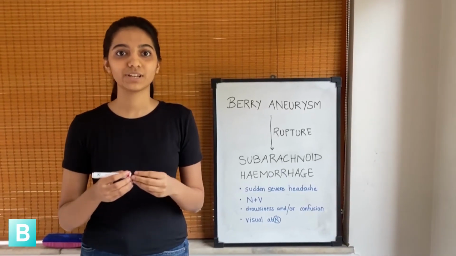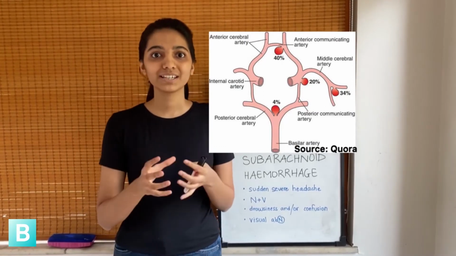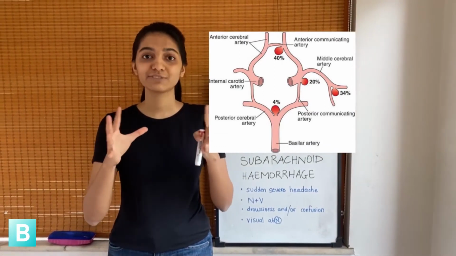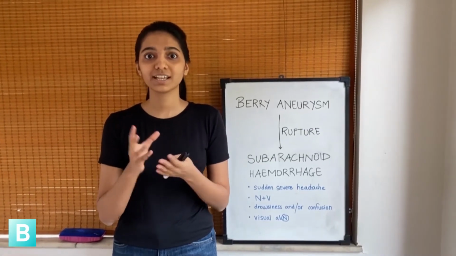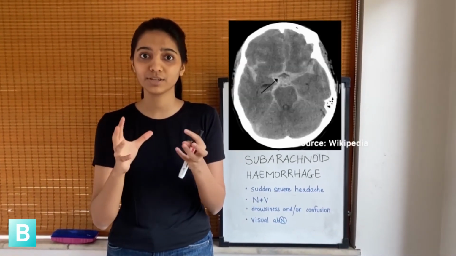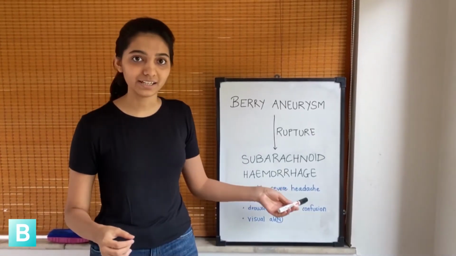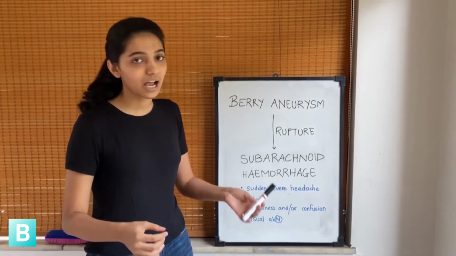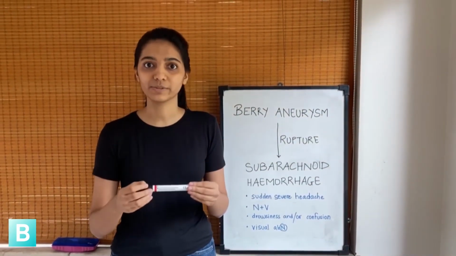Another point of clinical relevance is the berry aneurysm. Berry aneurysm is the weakening and dilatation in the arteries that form the circle of Willis. Now when these aneurysms rupture, they can cause a subarachnoid hemorrhage, the symptoms of which are sudden severe headache, nausea, vomiting, drowsiness and/or confusion, and the patient can also come with visual abnormalities.